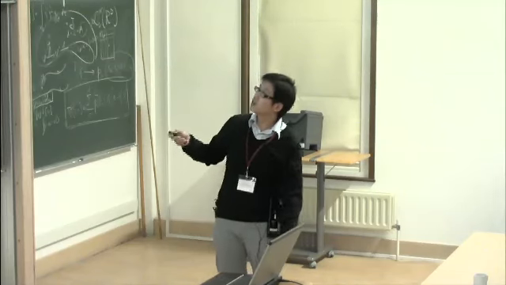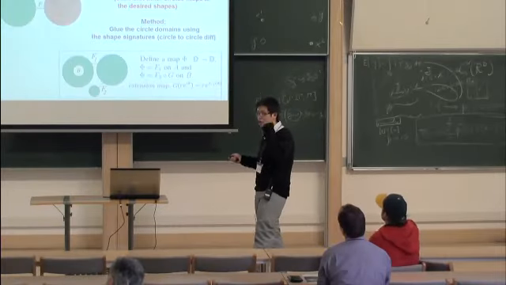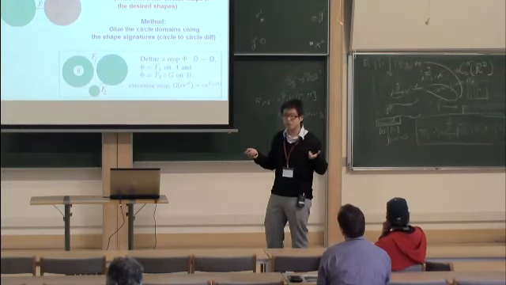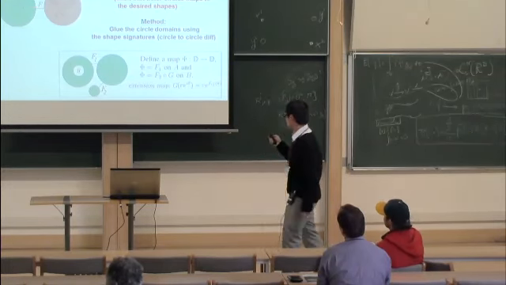So in other words, by this process, we know exactly the Beltrami coefficient of F. And then we can solve the Beltrami equation to get F. And after we get F, we get the reconstructed shape.